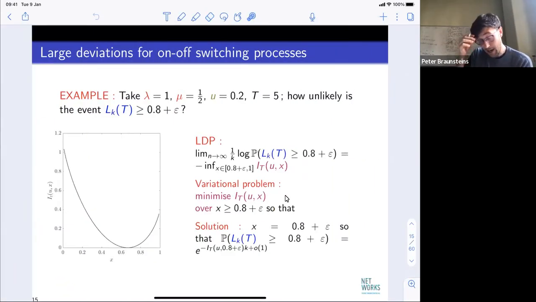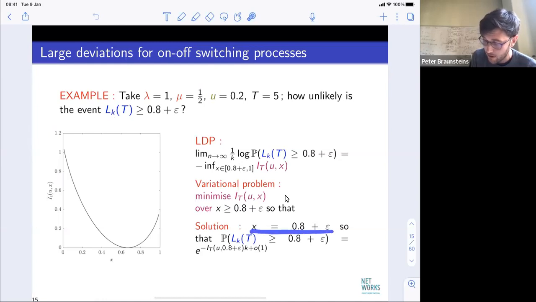All right, what about, again, a slightly different event? Now we're looking at the probability that the edge density at time capital T is greater than or equal to 0.8 plus epsilon. Again, we have a similar looking variational problem, but now we get a different answer. Previously we got x equals 0.8. Now we get x equals 0.8 plus epsilon. Because our function is strictly increasing on the interval 0.8 to 1, this is strictly bigger than the function evaluated at 0.8. So the decay rate here is slightly larger.